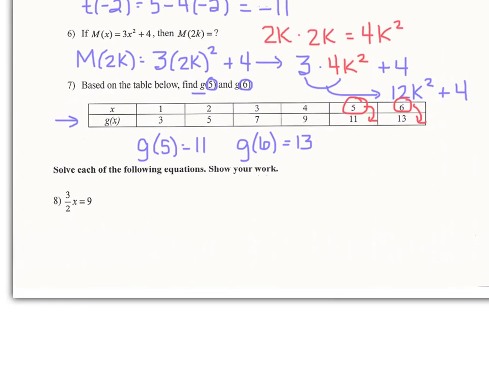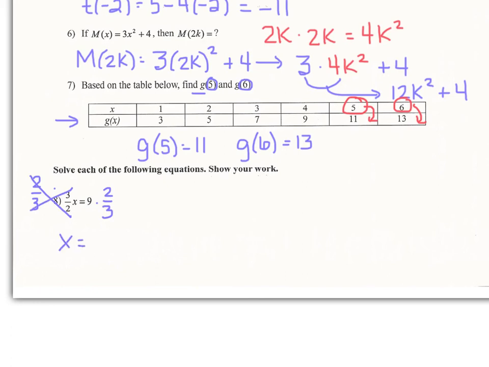Okay, and then I threw an equation at you. Solve each of the equations, show your work. So in this one, the only thing I really need to get rid of is the 3/2. To get rid of a fraction, I would multiply by the reciprocal. So I'm going to multiply by 2 over 3. Over here, this is just going to cancel with that, and I'll be left with just x.